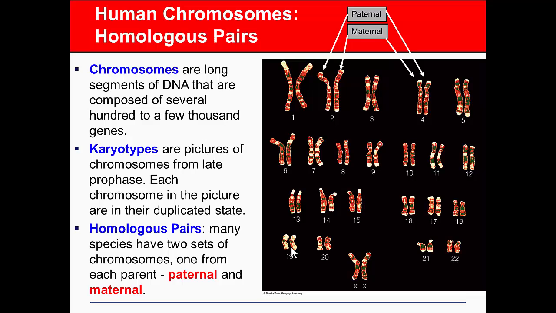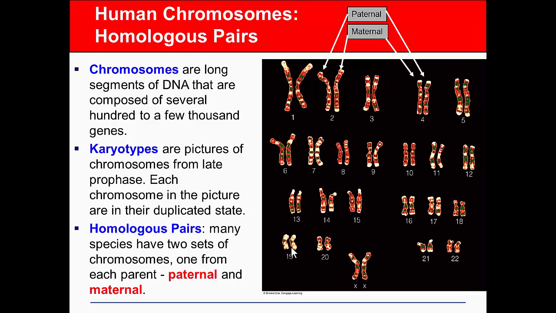What we're looking at in this picture is something called a karyotype, which is basically an image of chromosomes that was taken when the chromosomes were in late prophase, so at the very, very beginning of mitosis. And if you remember, this is when we can actually see chromosomes because they have to condense and get real tight and coiled in order to be able to organize them and separate them from each other during meiosis and mitosis during cell division.